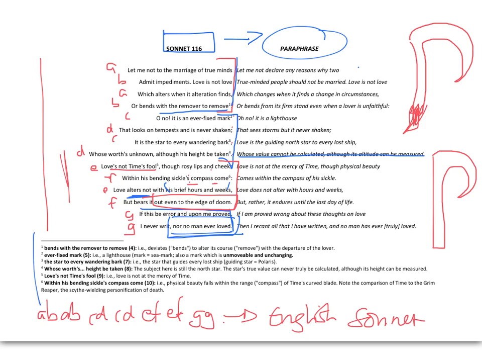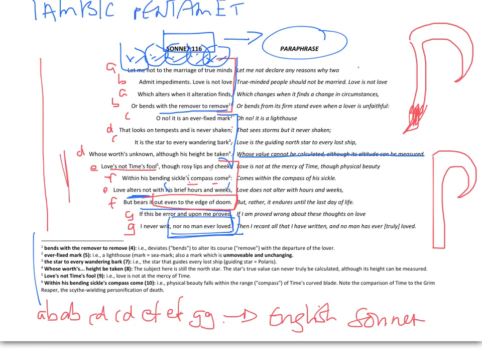Now, I've added these footnotes for you here, and I've added the paraphrasing for you as well. I very quickly just want to go in and have a wee look here at, obviously we know it's written in iambic pentameter. We can show it. So iambic pentameter obviously being an unstressed followed by a stressed syllable. So, let me not to the marriage of true minds. Sorry, it's not really coming out very clearly. But you've got 1, 2, 3, 4, 5 there. Unstressed, stressed, unstressed, stressed. So we know it is written in iambic pentameter.